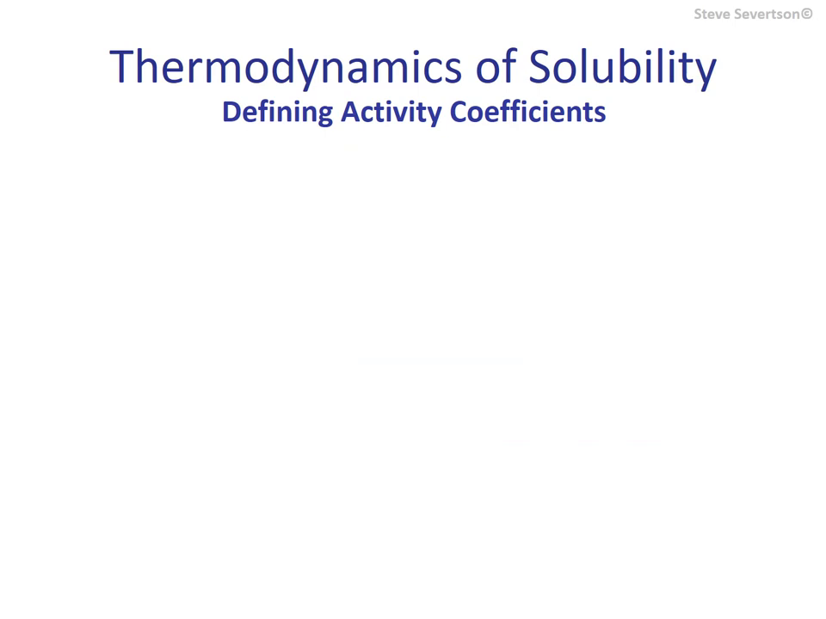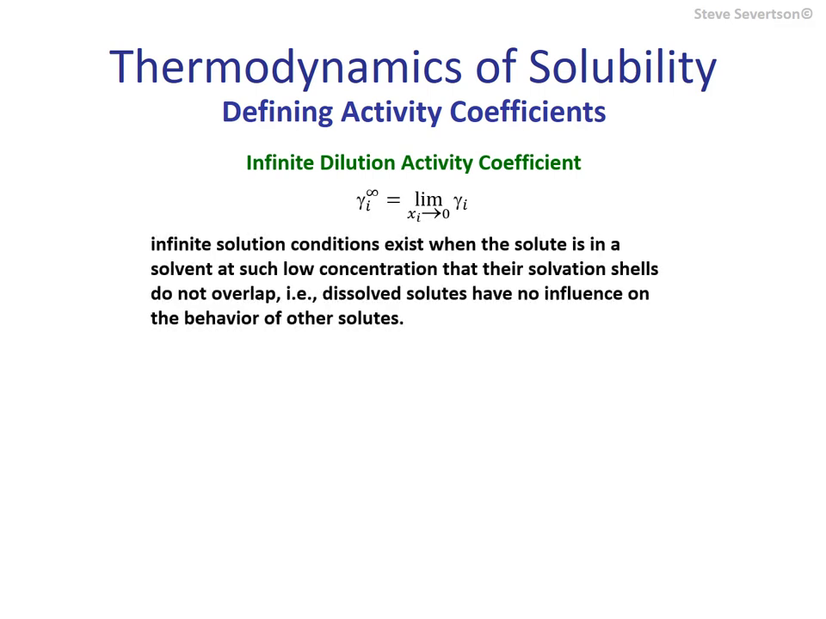An important parameter, especially for understanding the behavior of organic species in water, is the infinite dilution activity coefficient, distinguished with the symbol for infinity as a superscript. Infinite dilution conditions exist when a solute is present at such low concentrations, usually less than about 0.1 volume percent, that each solute is surrounded by a solvation shell, and these shells do not interact with those of other solutes. In other words, the solutes are isolated and only interact with the solvent.